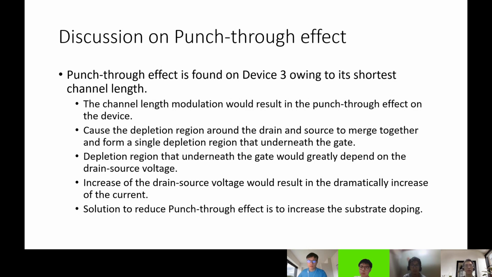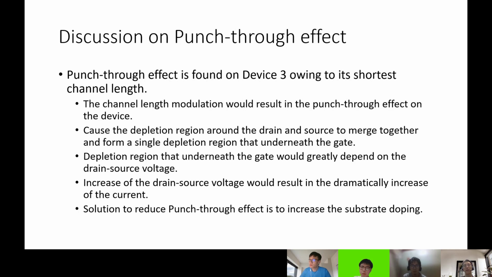So at last, we also observed the punch-through effect on the devices, especially on device 3, due to its shortest channel length among the three devices. The channel length modulation will result in the punch-through effect observed on device 3. The channel length modulation will cause the depletion regions around the drain and the substrate to merge together, forming a single channel underneath the gate.